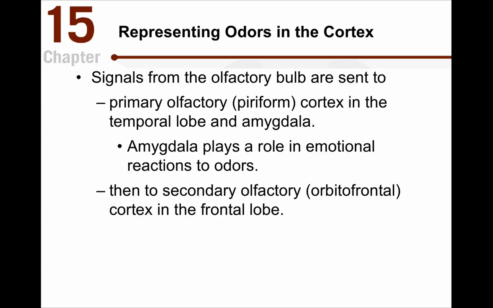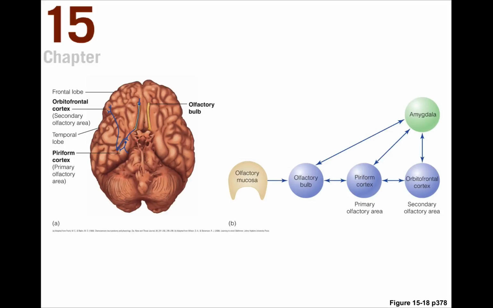Then from there, they're processed, and then on to the secondary olfactory area, the orbitofrontal cortex and the frontal lobe, which is basically right on top of your eyeballs. That's a place that does further processing of the smells that you're smelling.